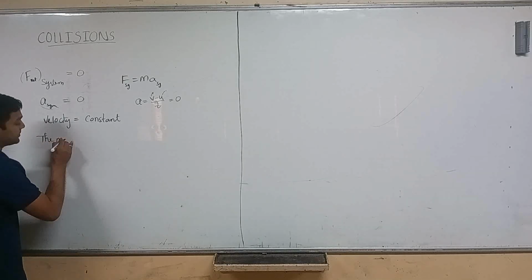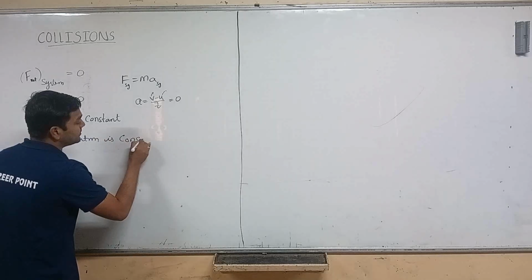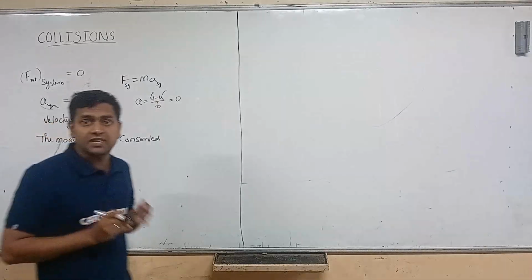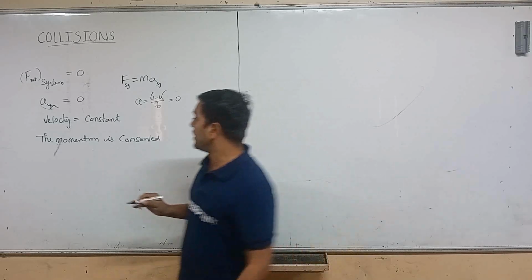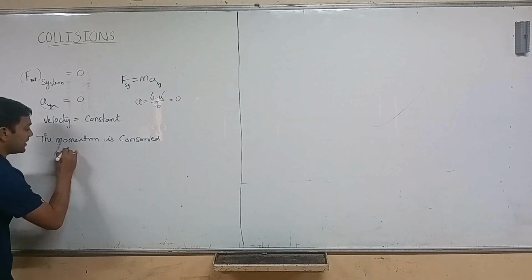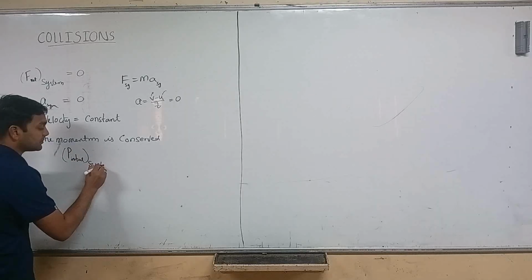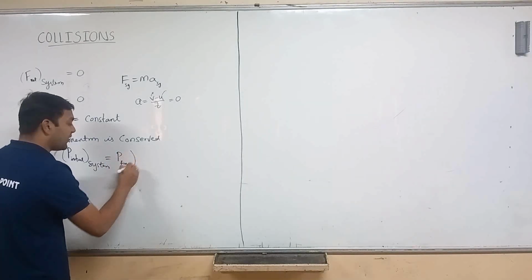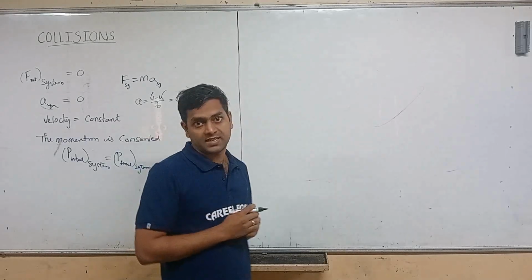Momentum is conserved. Momentum is conserved means what? That is nothing but the initial momentum and the final momentum are both the same. So the initial momentum of the system is equal to the final momentum of the system. This we have discussed in our previous class.